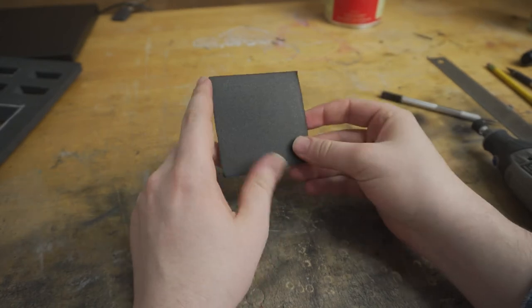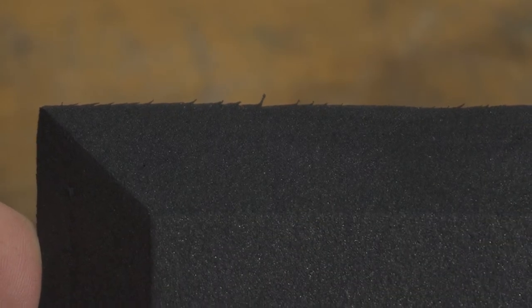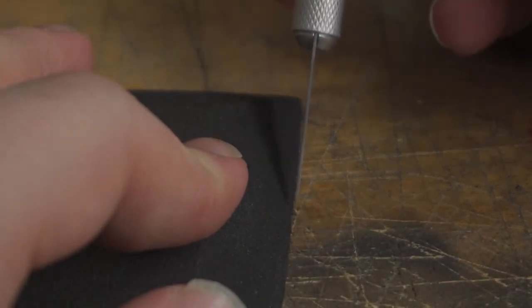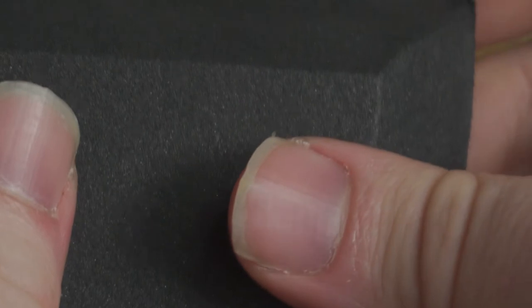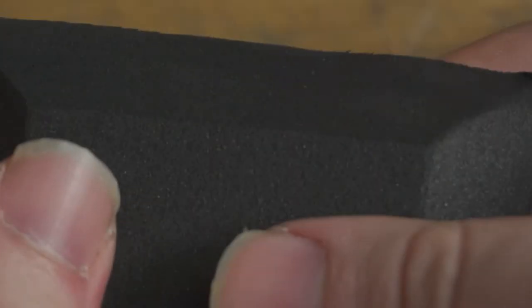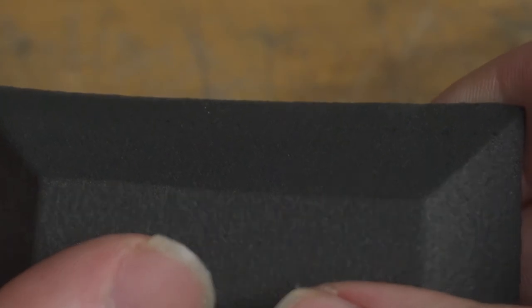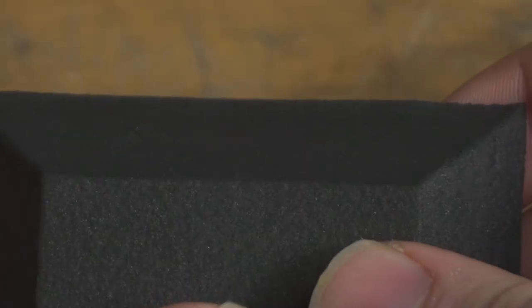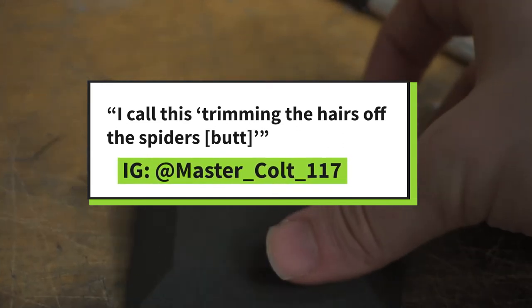Okay, there we go, we've got our square. If you really zoom in along this edge, there are small little hairs. And when I'm going for a perfect edge, I like to carefully trim these off. And there's still a little bit there. But I like to get those off because I believe it gives an even cleaner edge by the slightest amount. This was coined the term trimming the hairs off the spider's butt by Master Cole.